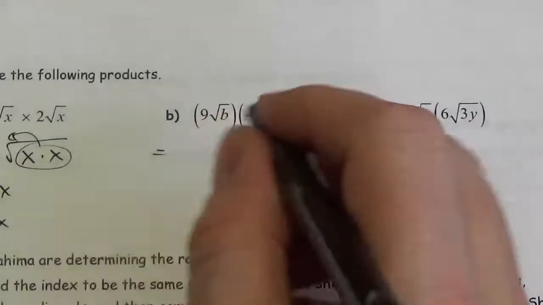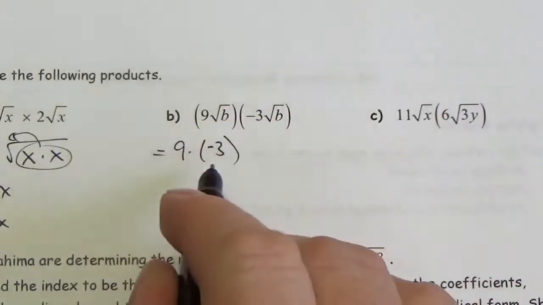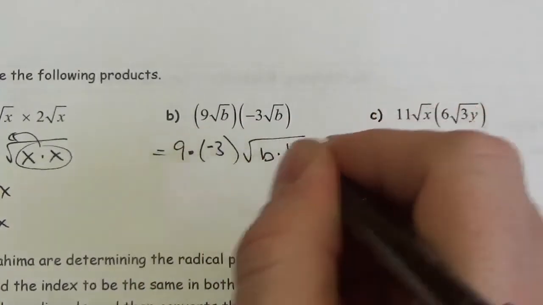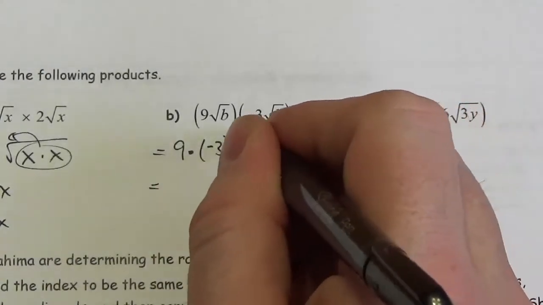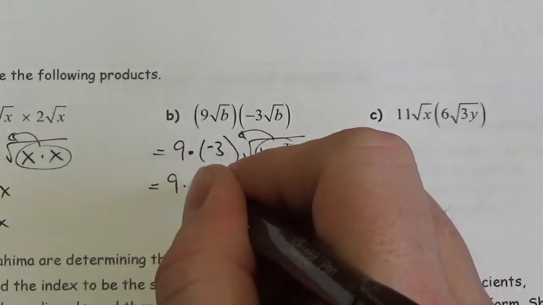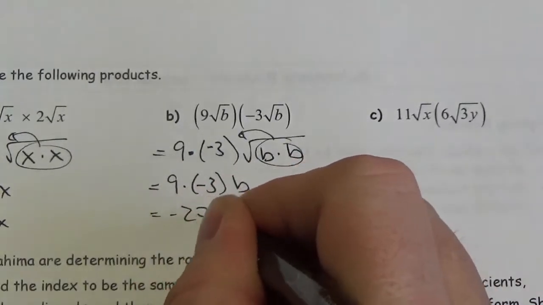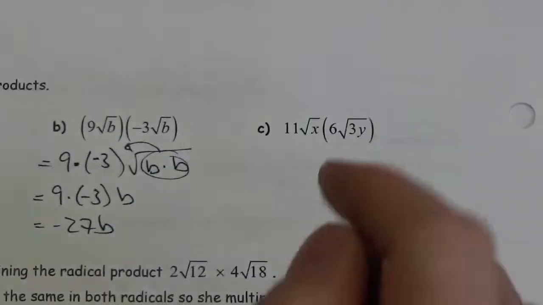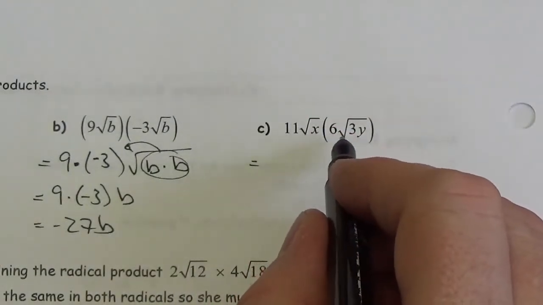Over here, multiply my coefficients, that's going to be 9 times negative 3, and I'll put that in brackets because of the negative. And then this will be the square root of b times b. Okay, there's a pair of b's in there, so a b will come out. So this is 9 times negative 3 times b, so negative 27b. There you go.